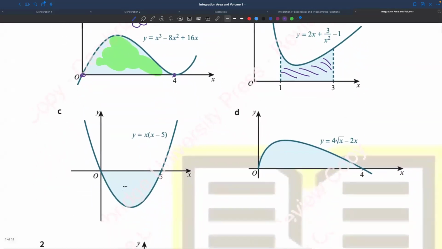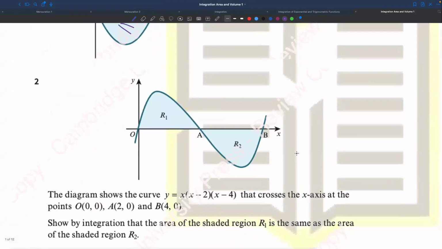It doesn't matter if it is area below the curve, you will still take the limits 5 and 0, but in this case, you will get a negative area. Obviously, area cannot be negative. You will write your answer as positive. So this is also understood. Part D is also understood.